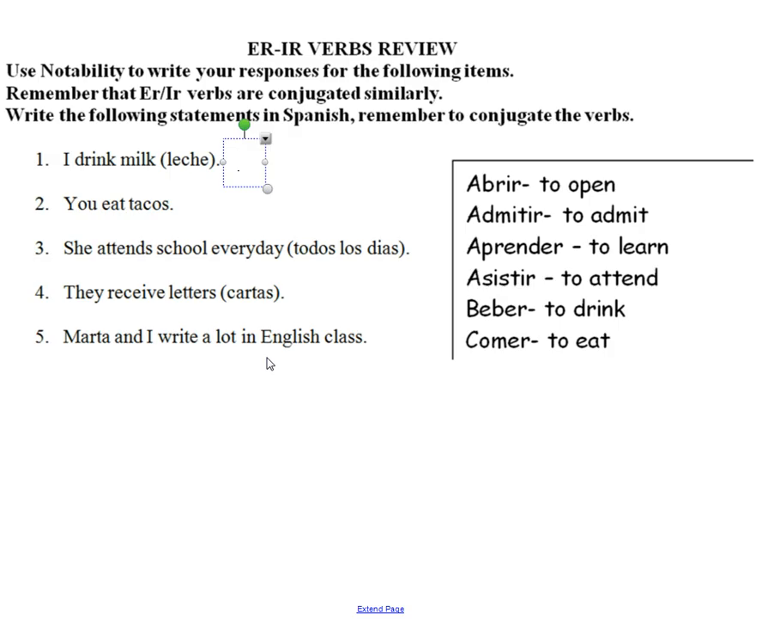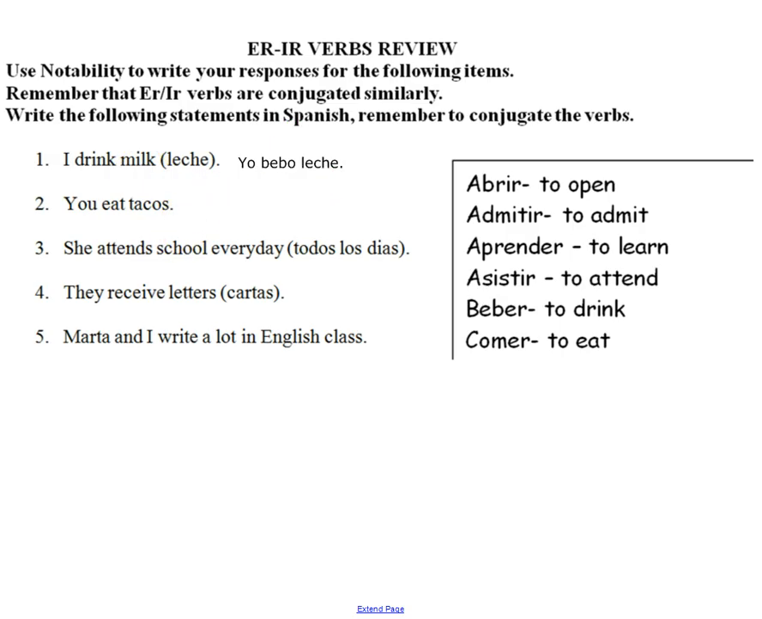I drink milk. Okay. So it's like yo. Then let's find the word drink over here on this side. It happens to be right here. It's beber. Okay. So we know we have to drop that ER. Okay. And because it's yo, it just ends in O. So it's yo bebo. And it tells us in parentheses right here that milk is something called leche. Yo bebo leche. Cool. Let's do number 2.